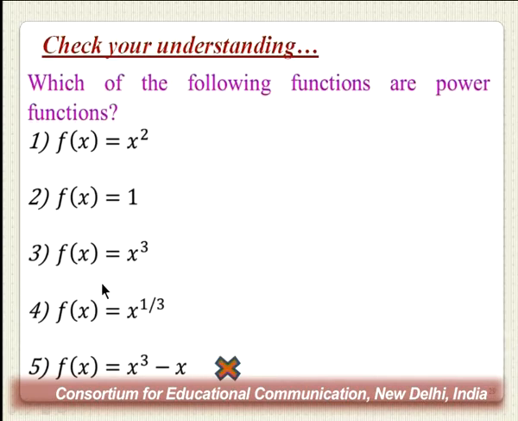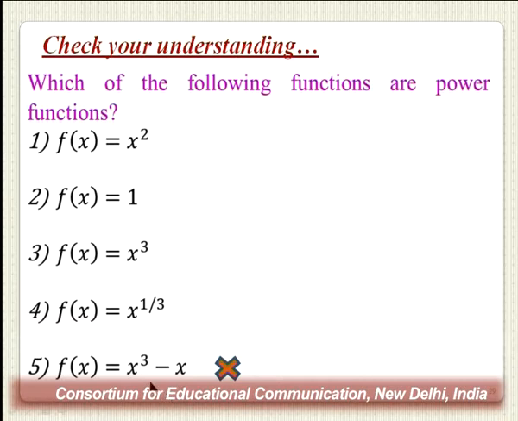Okay, so let's check your understanding. Which of the following functions are power functions? Clearly, x squared is a power function. f of x equal to 1 is also a power function, because here 1 is nothing but x to the power 0. So here k is equal to 1, and then you have x to the power 0, which is 1, and that's a constant, but it is very much a power function. Similarly, x cubed is a power function. x to the power 1/3 is a power function.